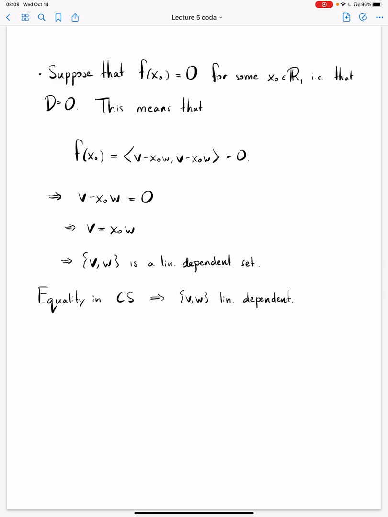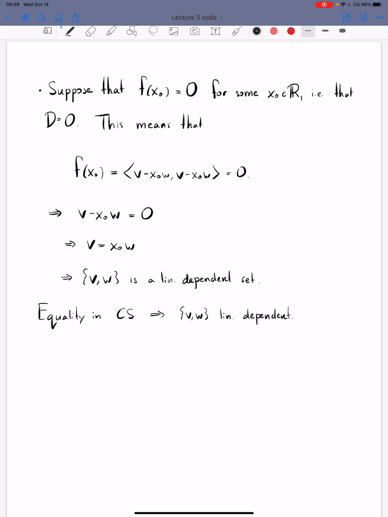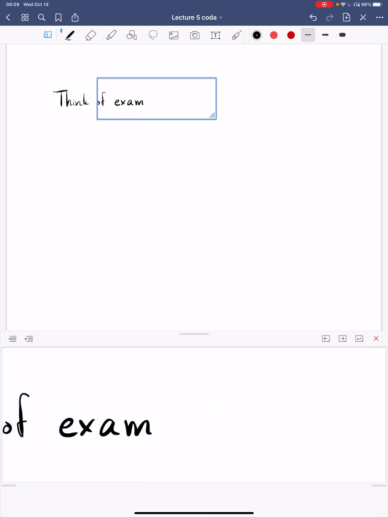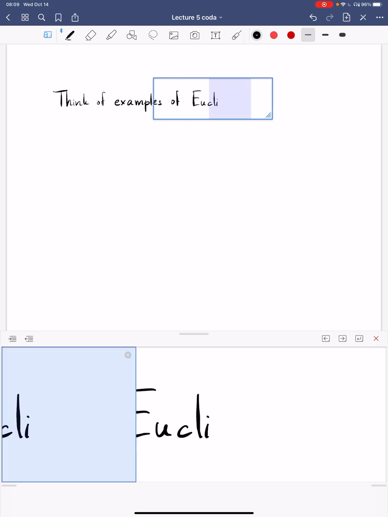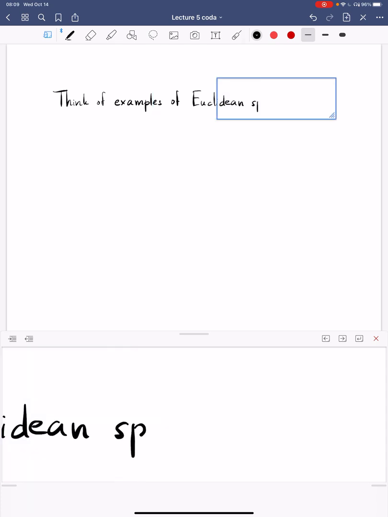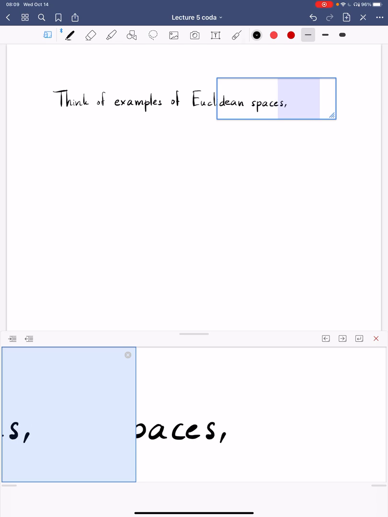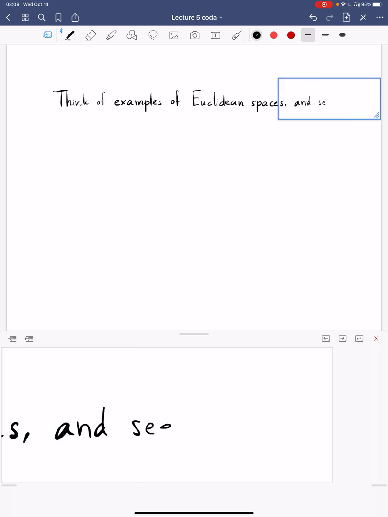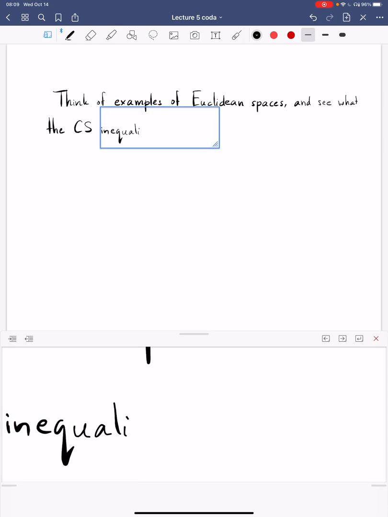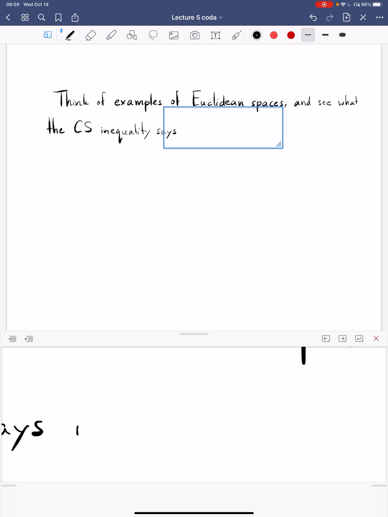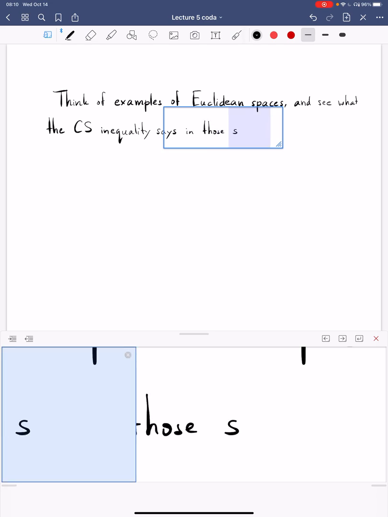And I would urge you to just, sort of in a different direction, think of examples of Euclidean spaces and see what the Cauchy-Schwarz inequality says in those specific examples.